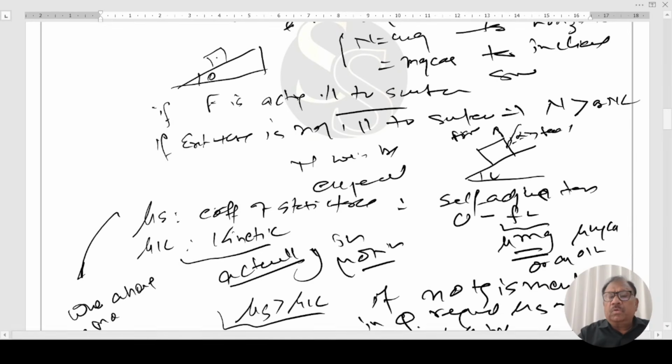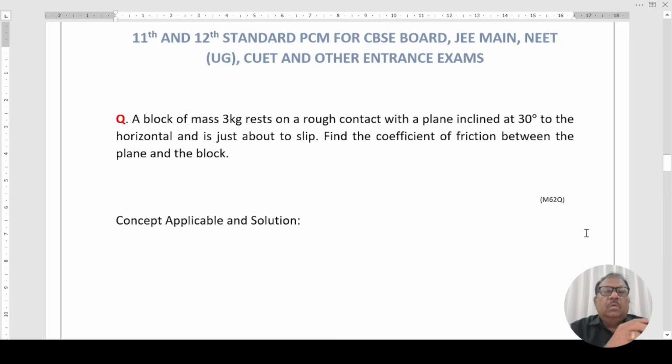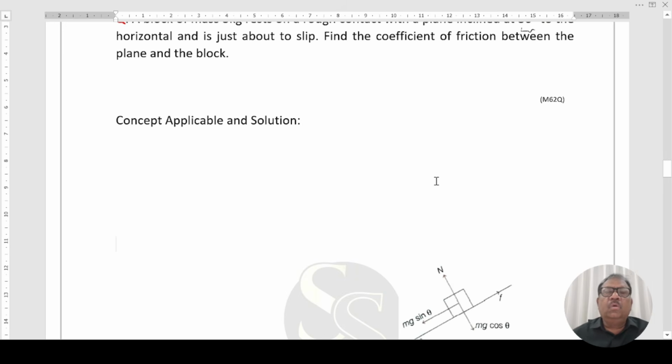Now, let's start with the question. A block of 3 kg rests on a rough plane inclined at 30 degrees to the horizontal and is just about to slip. Find the coefficient of friction between the plane and the block. Concept applicable: the surface is rough.